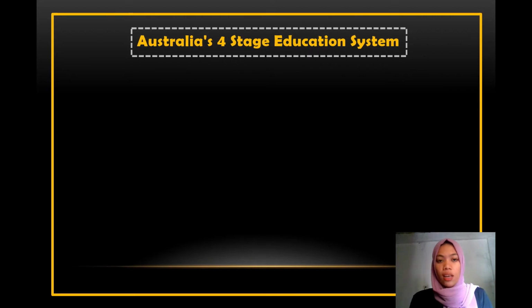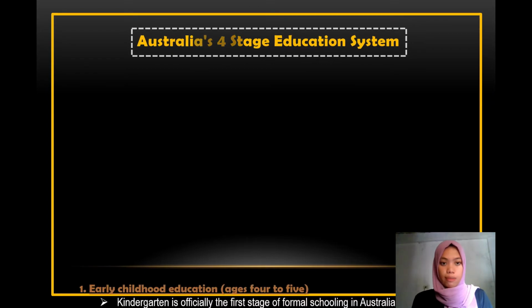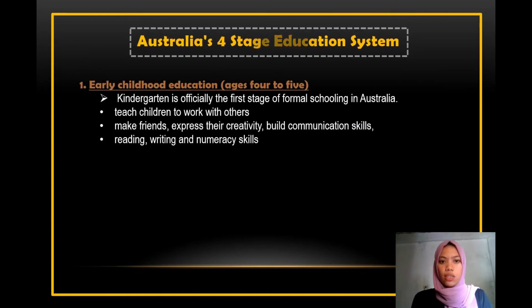Hello everyone. Let us now proceed to the Australia's four stages of education system. The first one is the early childhood education, age 4 to 5. Kindergarten is officially the first stage of formal schooling in Australia. The aim is to teach children to work with others, make friends, express their creativity, build communication skills, reading, writing, and numeracy skills required to effectively participate in subsequent learning opportunities.